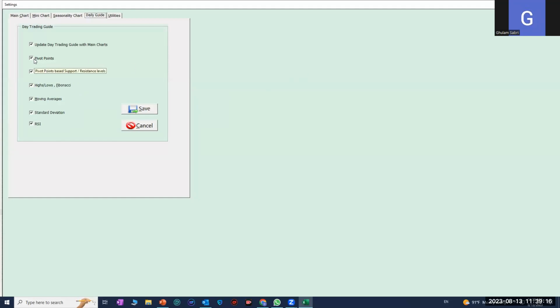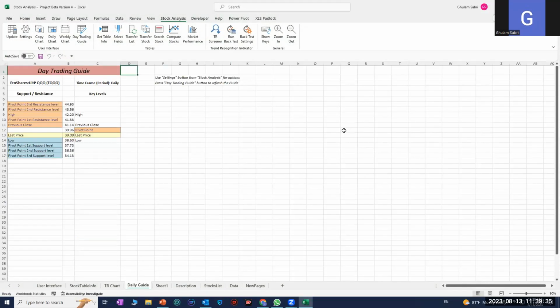And you can select or unselect any of these. For example, you say I don't want moving averages, I don't want standard deviation, I just want pivot points and the high low close of the last working day. All right, save this. This day trade guide will be updated, and now only a few levels will come up, as you selected: pivot points only, and last prices.